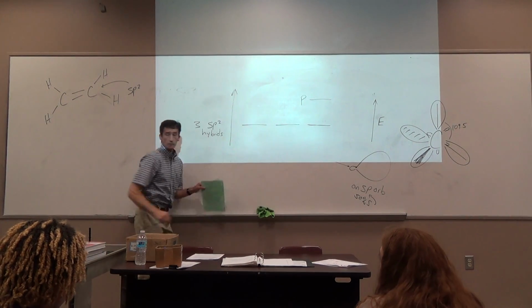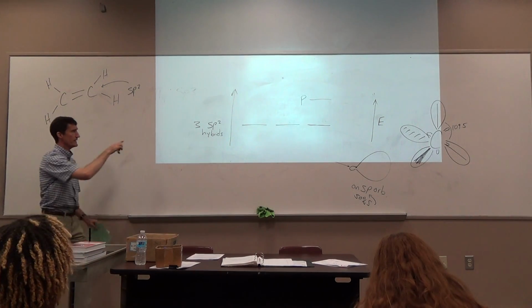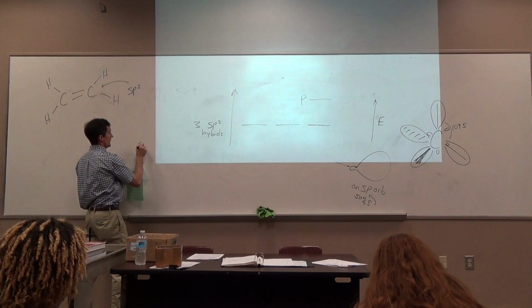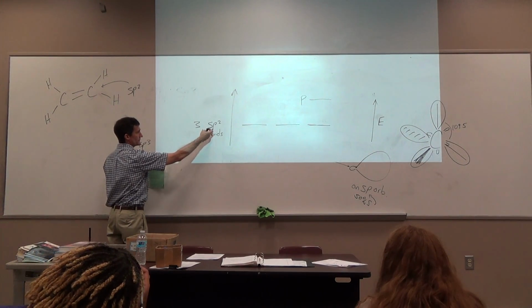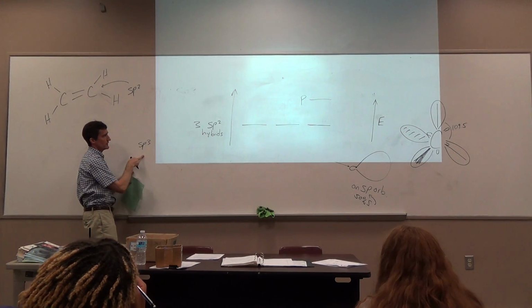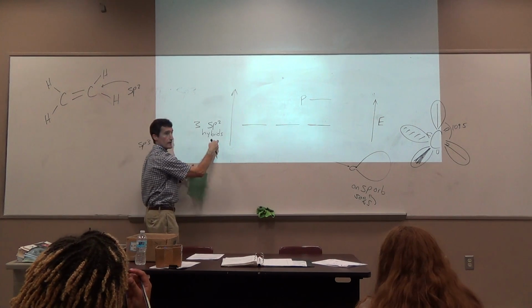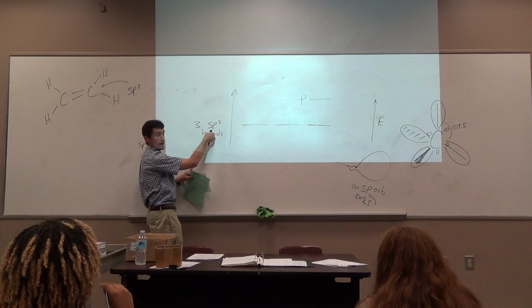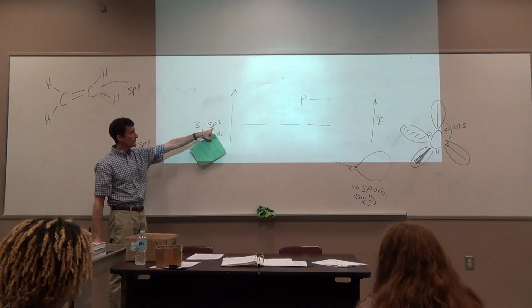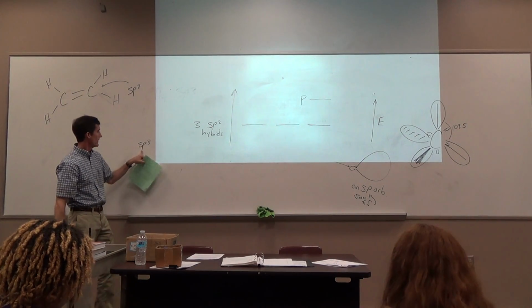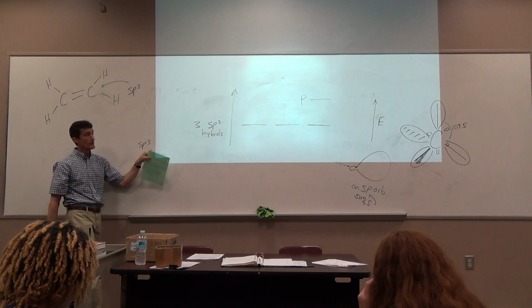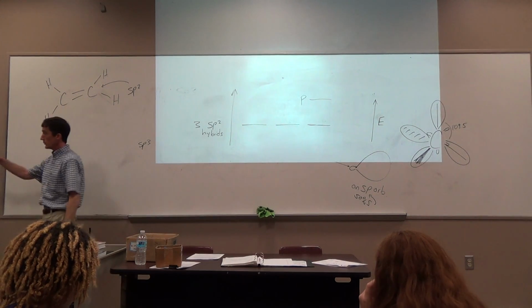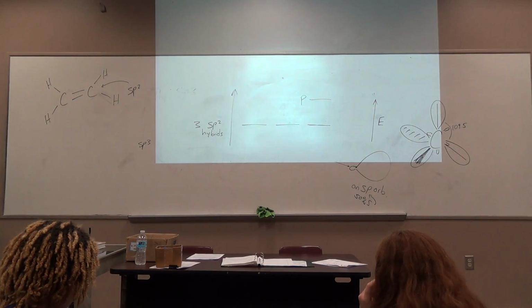Where do these sit? Somewhere in between. Where do they sit compared to sp3? Which one is lower in energy, sp2 or sp3? SP2. That's lower in energy. Why? It has less weight. More S character. This is 33% S. That's only 25% S. More S character. They're going to be more like S, thus lower.